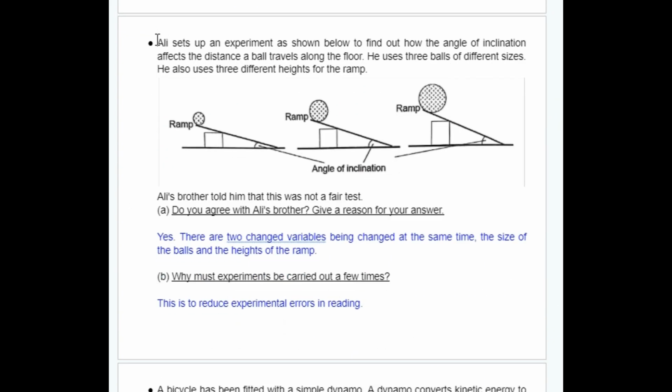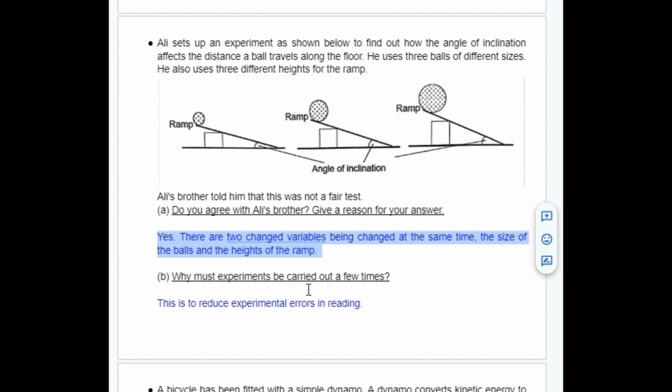Ollie sets up an experiment as shown below to find out how the angle of inclination affects the distance a ball travels along the floor. He uses 3 balls of different sizes. He also uses 3 different heights for the ramp. Ollie's brother told him that this was not a fair test. Do you agree with Ollie's brother? Give a reason for your answer. Yes. There are 2 variables being changed at the same time, the size of the balls and the heights of the ramp.